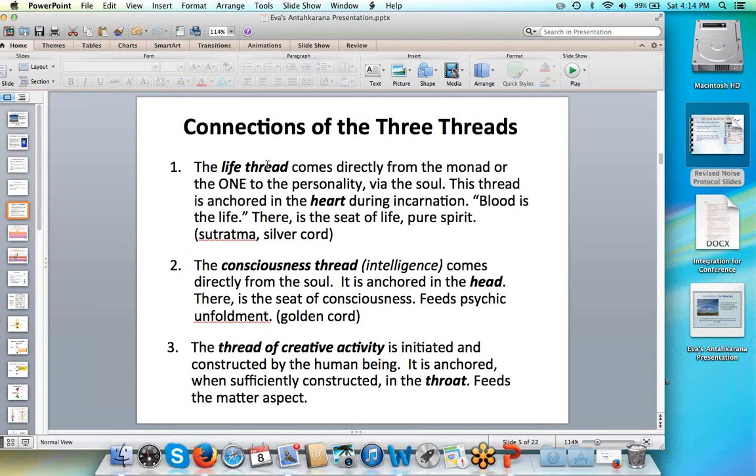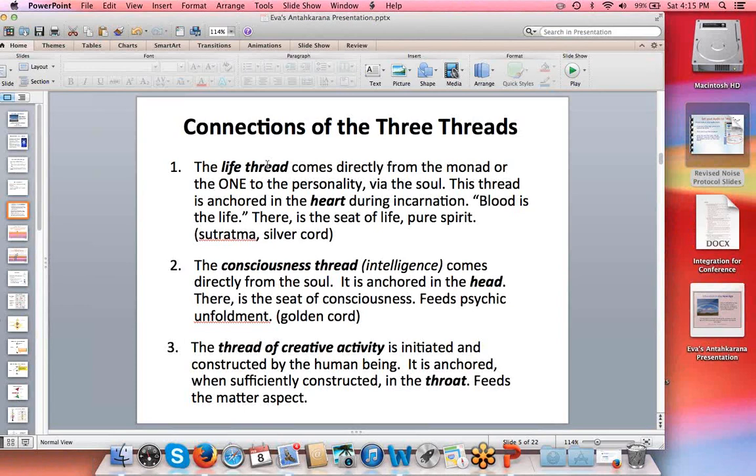This thread is anchored in the heart, and the bloodstream is its reflection. We've heard the expression, blood is the life. This is where the seed of life, or the pure spirit, is anchored, called the Sutratma, or sometimes even the silver cord, as we've seen in some of the various books. This is the life thread that when it snaps, or when it withdraws, this is when you die. This is when it draws out the life, so that the body no longer has life within it.